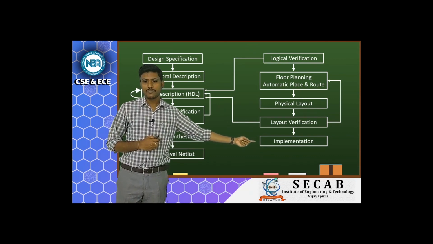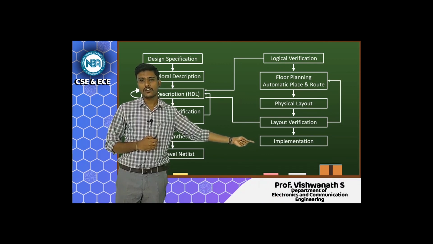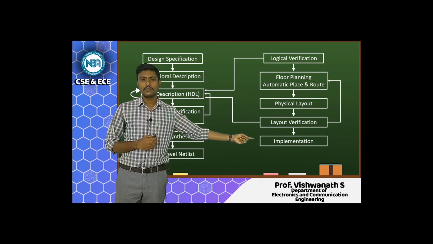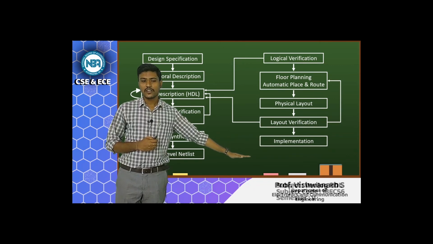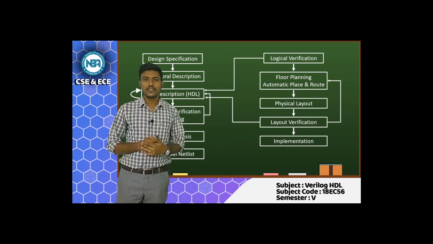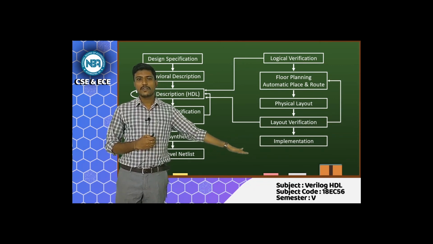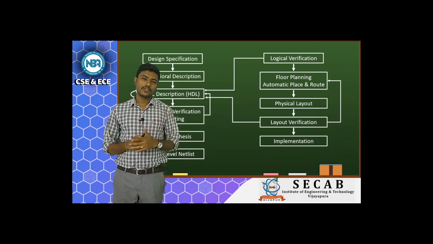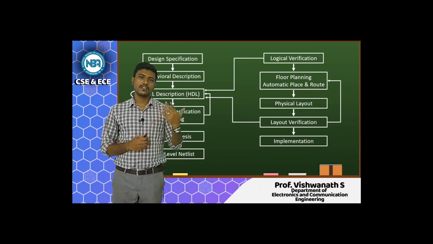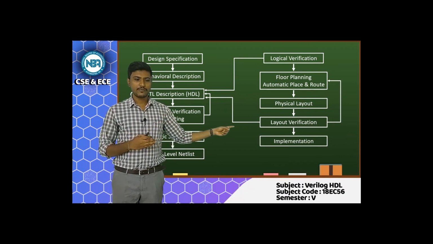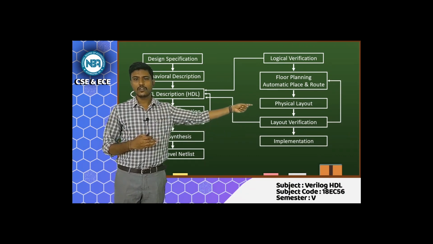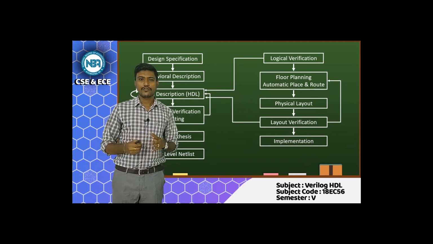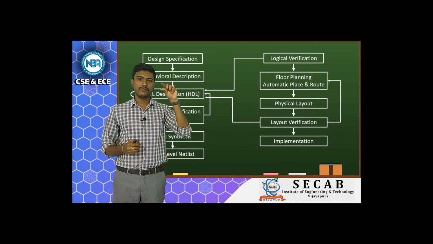In the implementation part, based on the technology file, we generate a GDS2 file. This GDS2 file will be sent to the fabrication process. In the fabrication process, the GDS2 file is the input for the fabrication machine. Based on the technology and the layout developed at the physical layout stage, it is going to fabricate, and then the final chip will be produced.